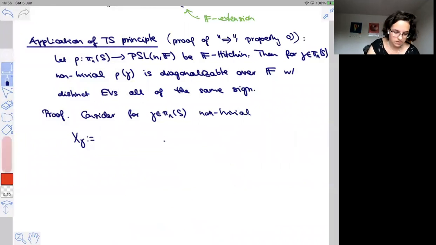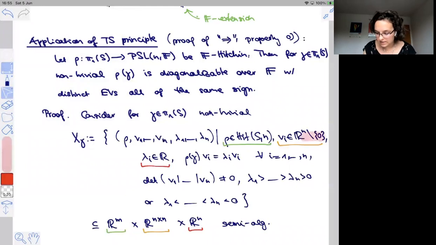the condition vi is non-zero is a semi-algebraic condition. This is a polynomial condition. Being unequal, bigger or smaller, or a union are all inequalities. So this is semi-algebraic.